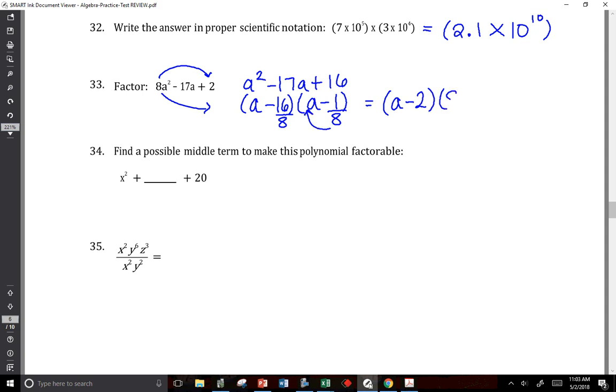Number 34, find the possible middle term to make this polynomial factorable. x squared plus blank x plus 20. And it says a possible middle term, so that means there's more than one. So 1 and 20. How do you find this? 1 and 20 could give you 21, right? Okay, so 21's a possibility in the middle.